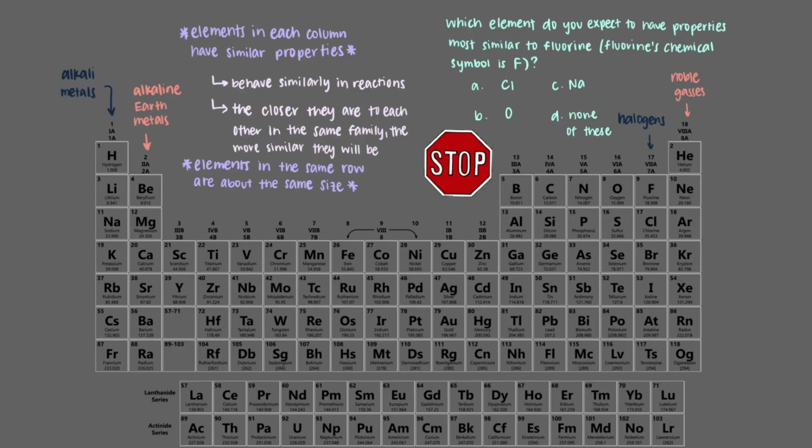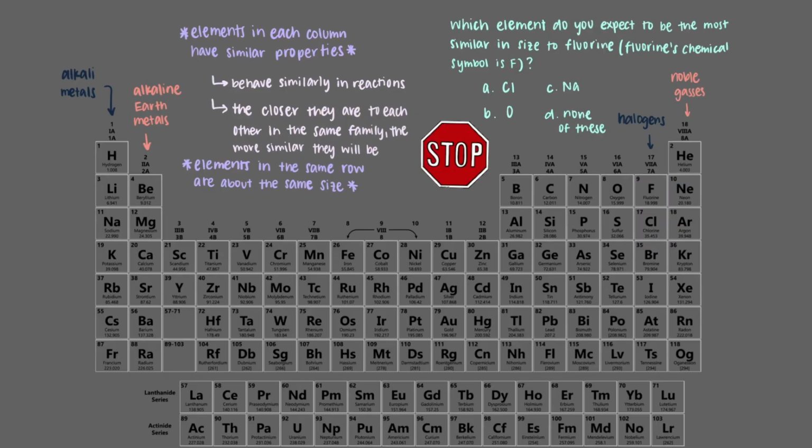Which element do you expect to have properties most similar to fluorine? Fluorine's chemical symbol is F. Chlorine is in the same column as fluorine, so it has the most similar properties to fluorine. Which element do you expect to be the most similar in size to fluorine? Fluorine's chemical symbol is F. Fluorine and oxygen are in the same row, so they are the most similar in size.